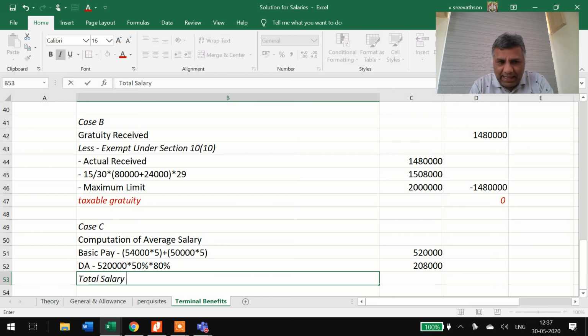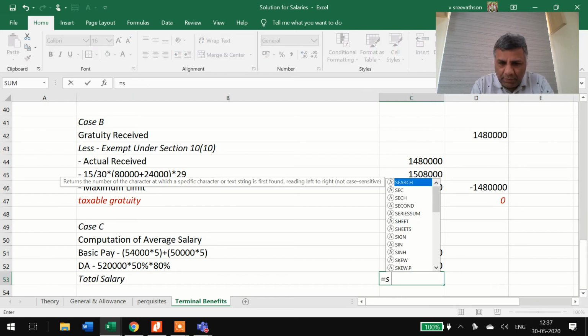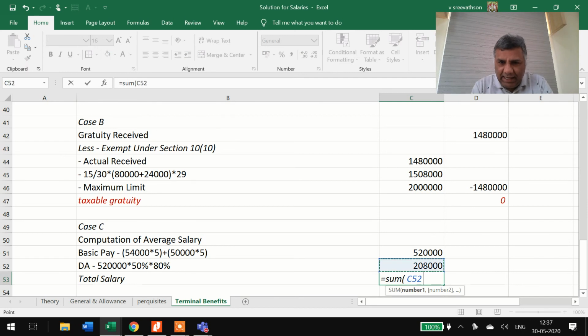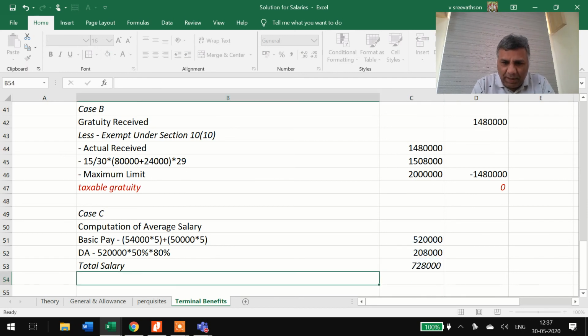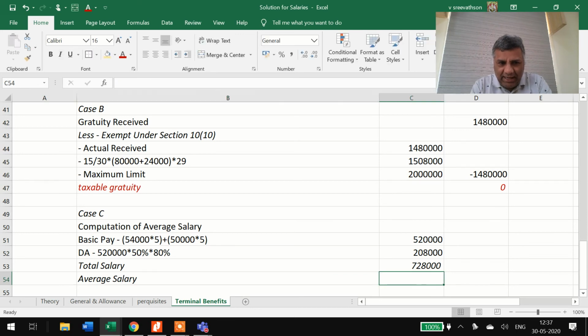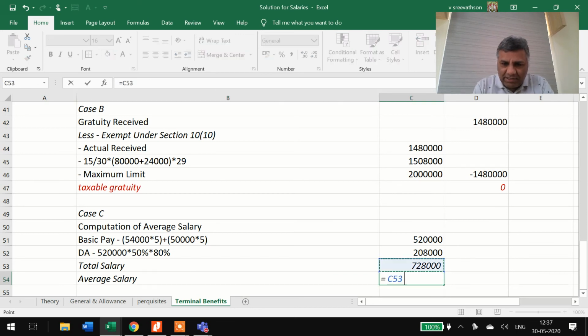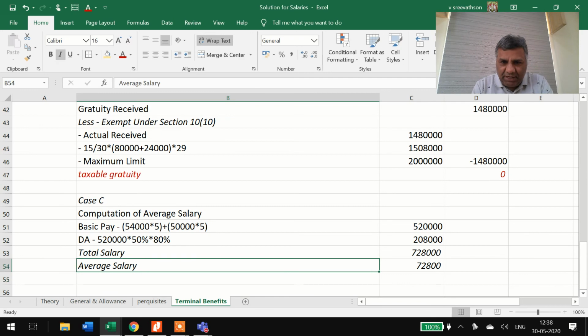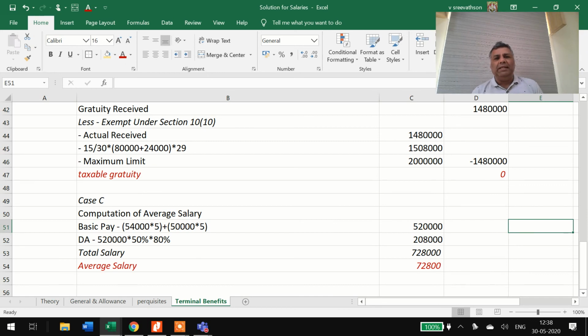Total salary is 7,28,000. Average salary is 72,800. Anybody not getting this? Please ask me.